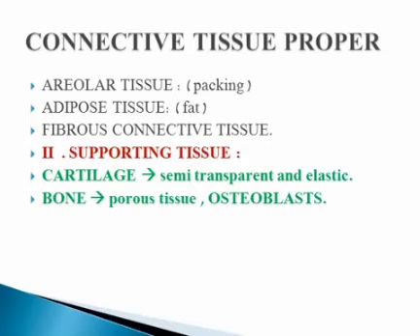Where can you find these cartilages? You can find these cartilages in the tip of the nose, external ears, trachea and bronchial tubes. They can also be found in between the vertebrae and at the ends of the long bones. So these are some places where you can find cartilages.